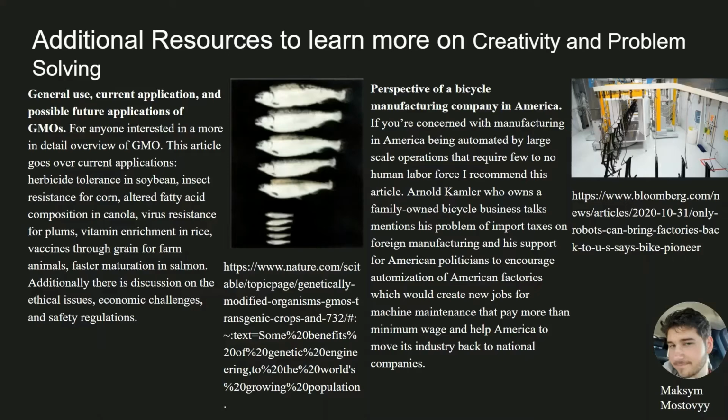People are now worried about the possibility of this genetically modified organism doing harm to us. It's a very good topic to look into, and I recommend clicking on this link for later on.